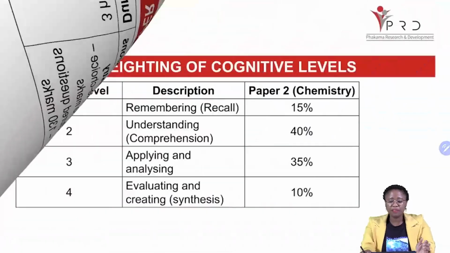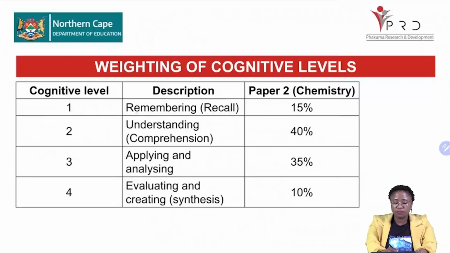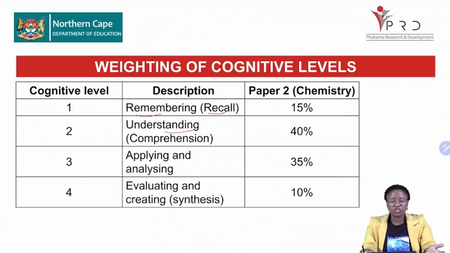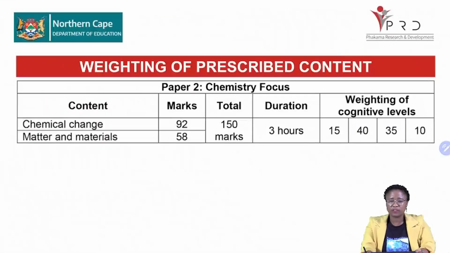All right. Now, the next thing to remember is the different cognitive levels that you will be expecting to find in your examination. You'll be asked questions where you are required to remember or recall stuff. Questions that are going to rather test your understanding, applying and analyzing, as well as evaluating and creating. So it's very, very much important to look at all different types of questions.